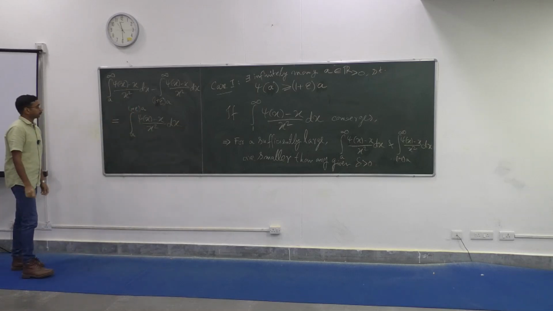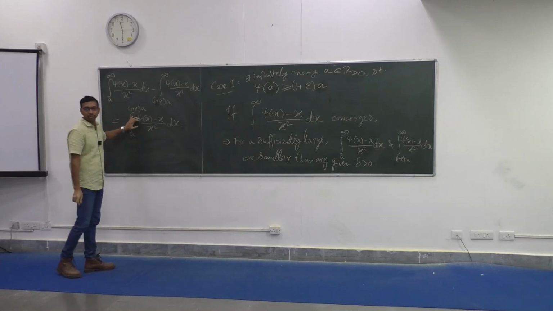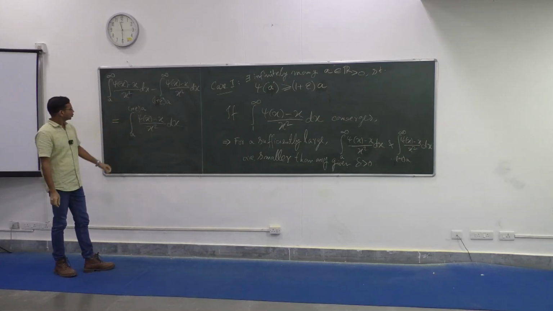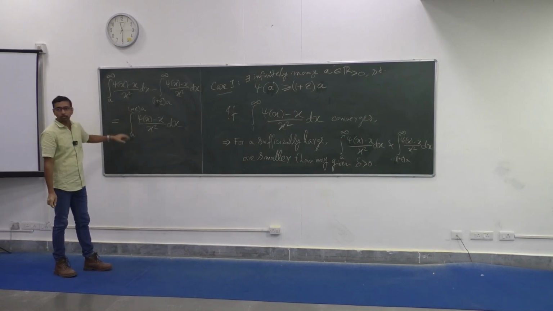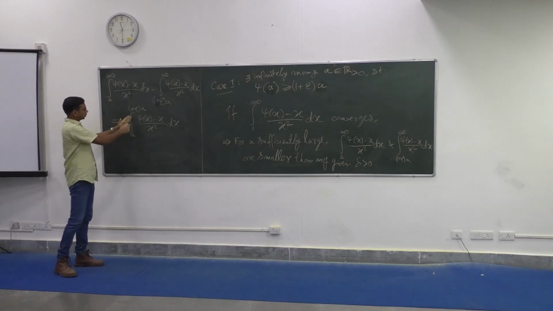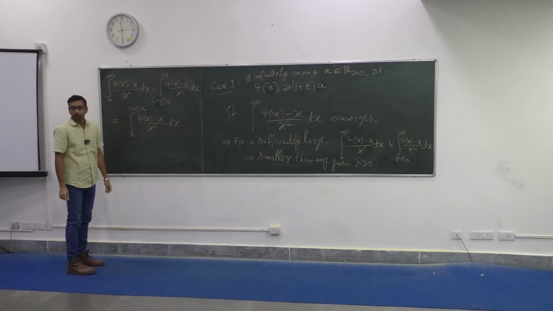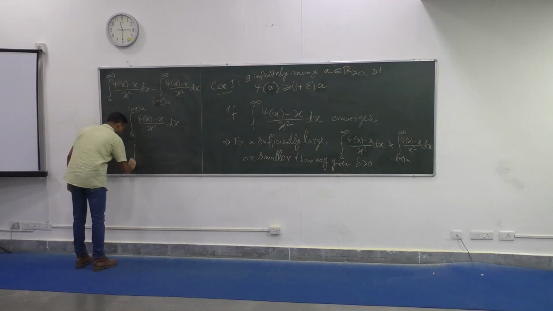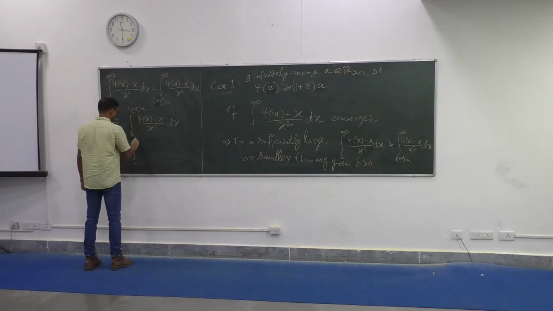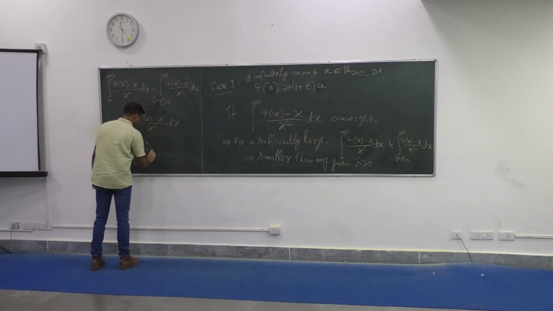Now note that psi x is an increasing function. So over this range from a to 1 plus epsilon times a, all the values that it takes are larger than or equal to psi of a. So this is larger than or equal to psi a.